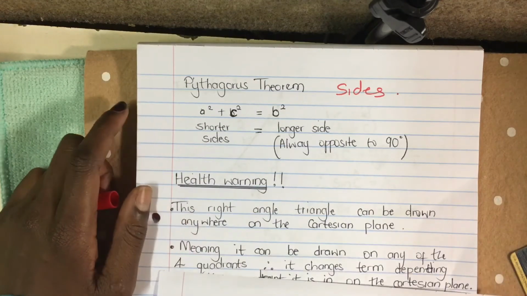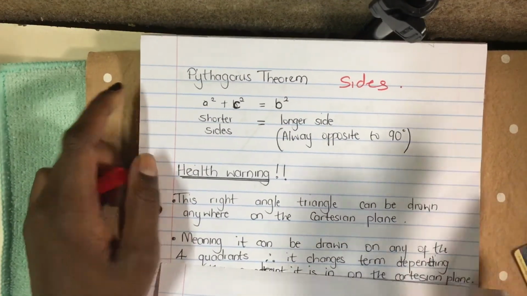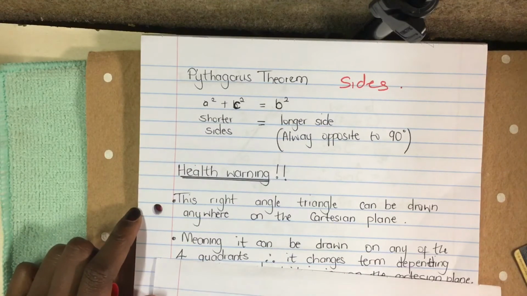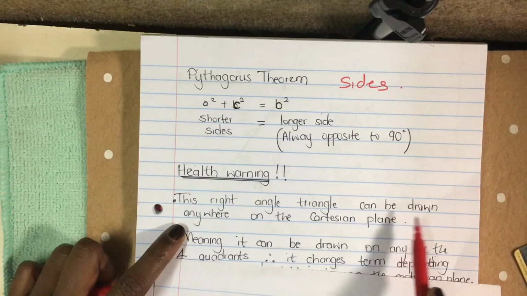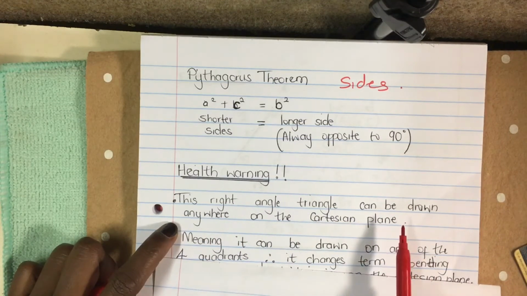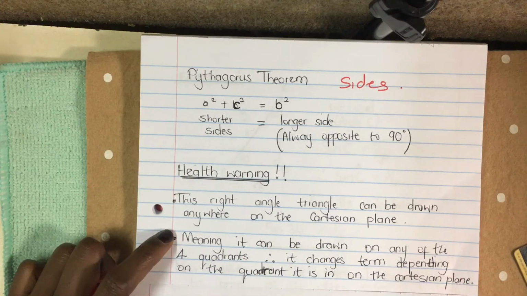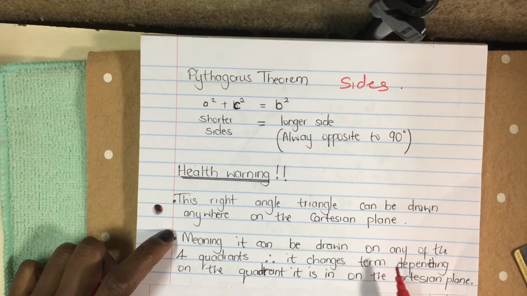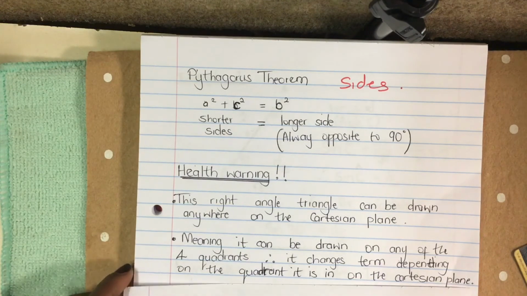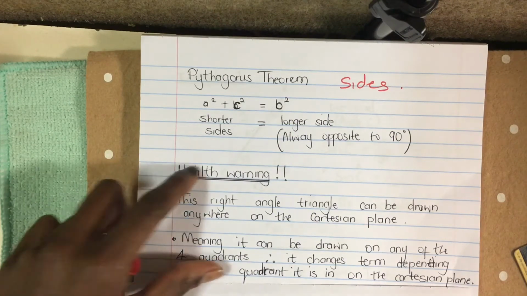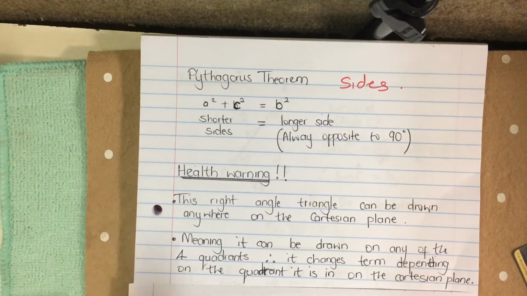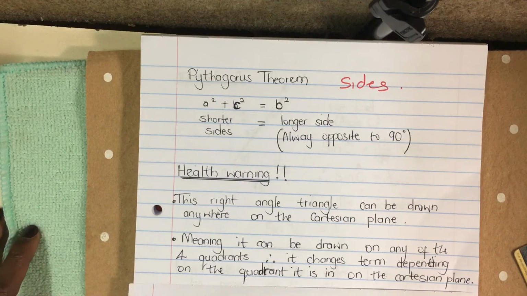Now here, I've got a health warning. You cannot survive if you forget this one. This right angle triangle can be drawn anywhere on the Cartesian plane. Meaning it can be drawn on the first quadrant, or any part of the 4 quadrants, and it changes terms depending on the quadrant it is on. The Cartesian plane we'll unpack in the next video, but I'm sure you know what it is. But when the quadrant changes, not the rules of course, there are certain things you really have to take note of.